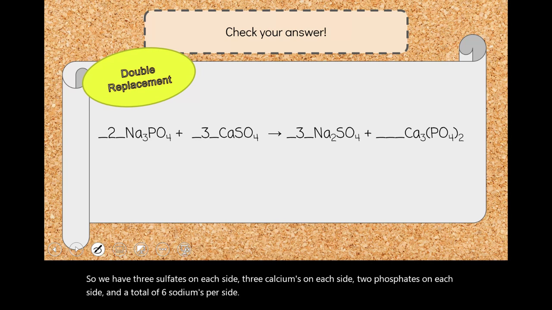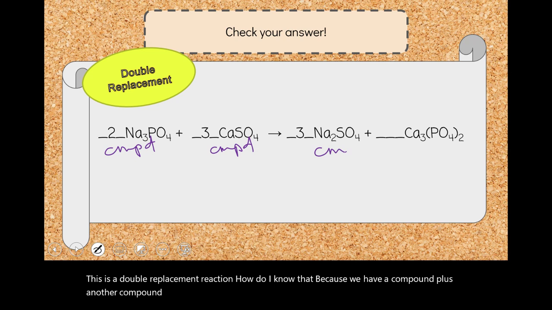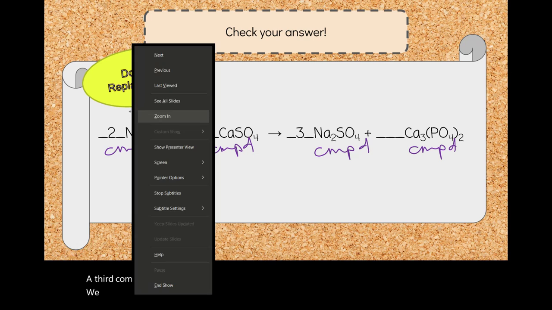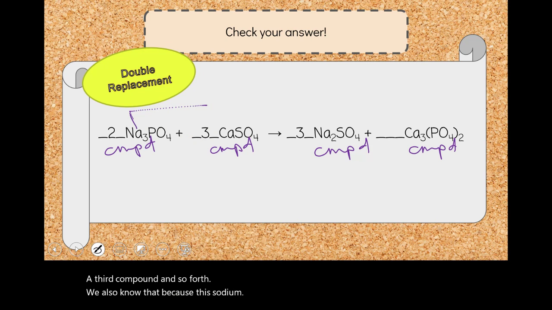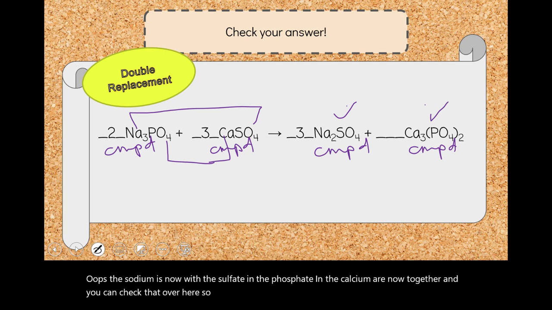This is a double replacement reaction. How do I know that? Because we have a compound plus another compound, and that produces a third compound and a fourth. We also know that because the sodium is now with the sulfate, and the phosphate and the calcium are now together. And you can check that over here. See, sodium and sulfate, and then calcium and phosphate.